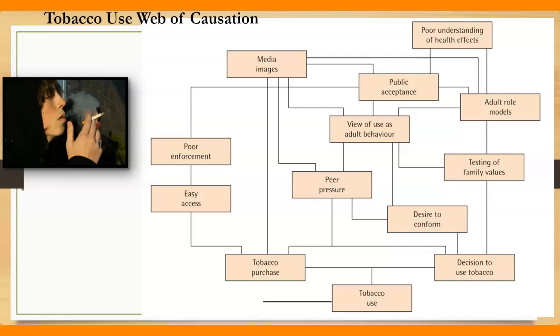Okay, and you can do this with really anything. You can see media images, poor enforcement, easy access to tobacco purchases, peer pressure, view of the use of adult behaviors, public acceptance, poor understanding of the health effects, right? Adults as role models, family values, and decisions to use tobacco. So all of those intertwine as a web of causation, and that's the reason why this particular teenager might be smoking, right? So it's not just one factor.